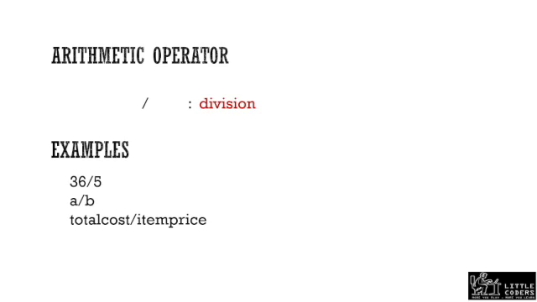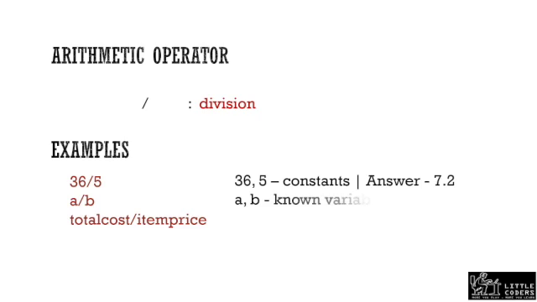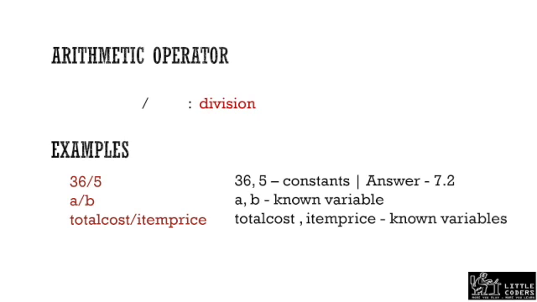If I put 36 divided by 5, the result is 7.2, as we all know. Similarly, A by B will divide the value of A by the value of B and give the result. It will give the integer part as well as the decimal part. Similarly, the values of total cost as well as item price are known. It will divide total cost by item price and give the value with integer as well as decimal part.